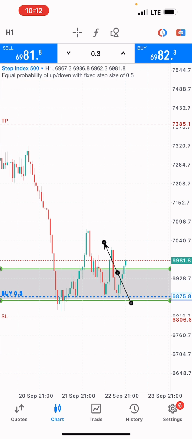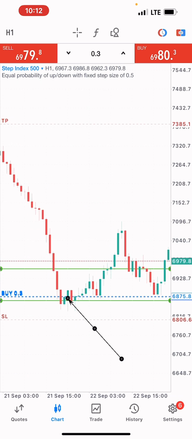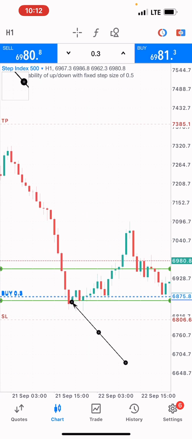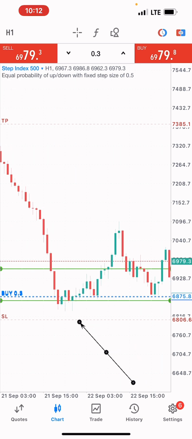On the 1 hour, you can clearly see the confirmation candles that enabled us to enter this particular trade setup. Those are the candles that gave us the confirmation we needed.